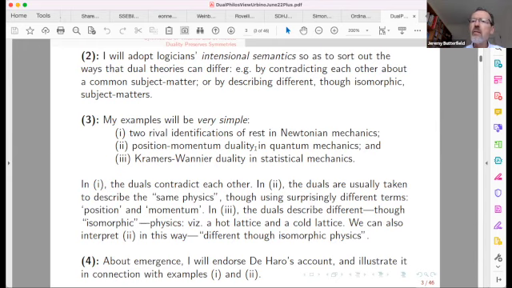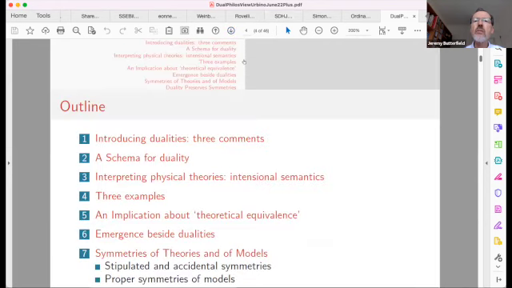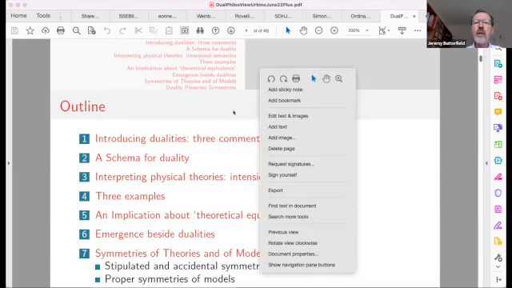So that's my main story. The fourth chapter or part will be about emergence, where I'll be reporting in a slide what De Haro has said about emergence and illustrating it with the examples from Newtonian mechanics and from quantum mechanics.